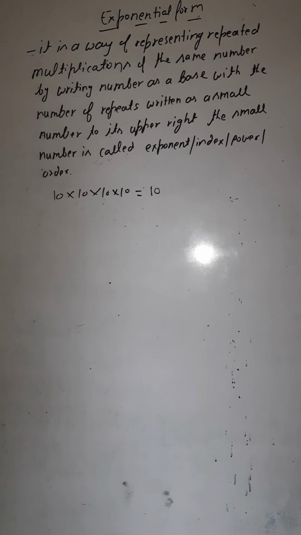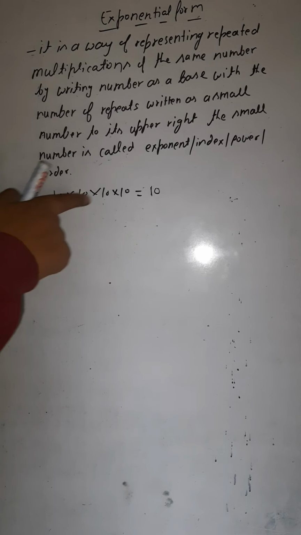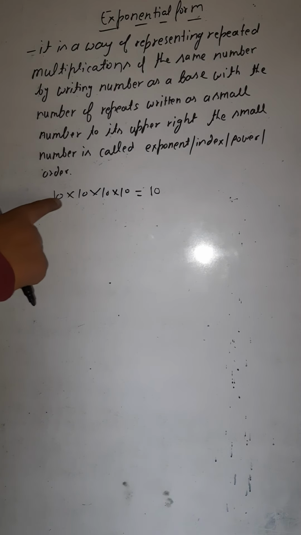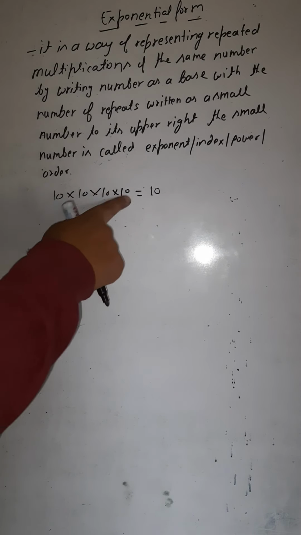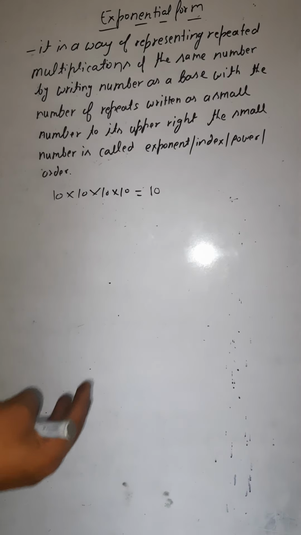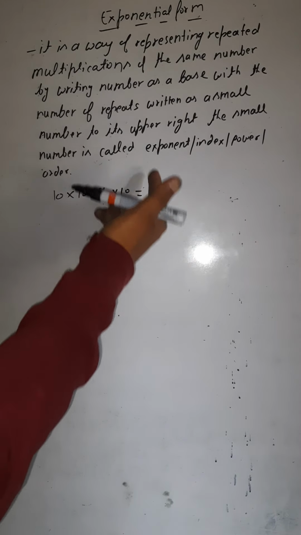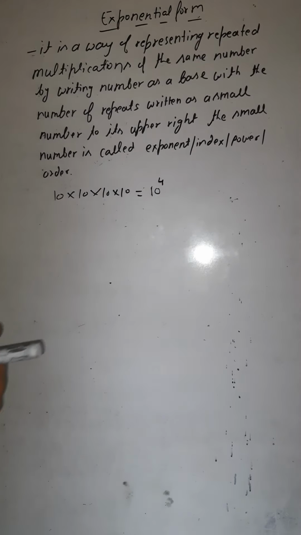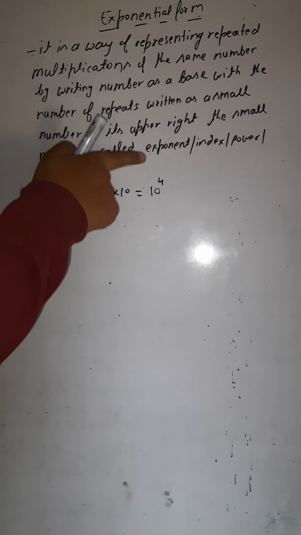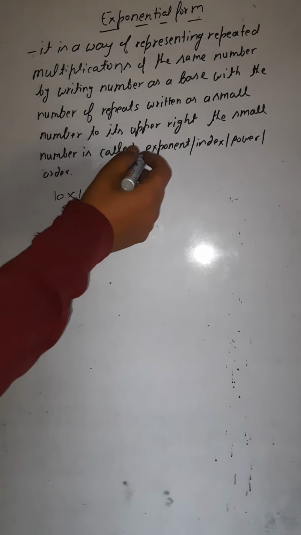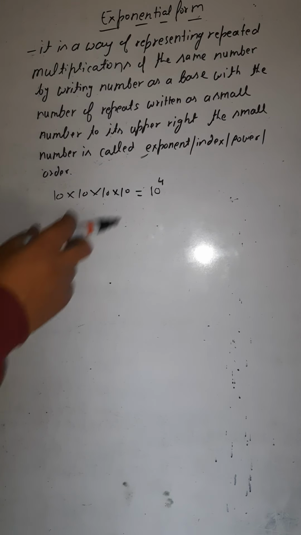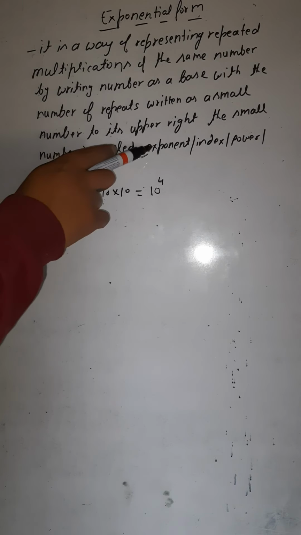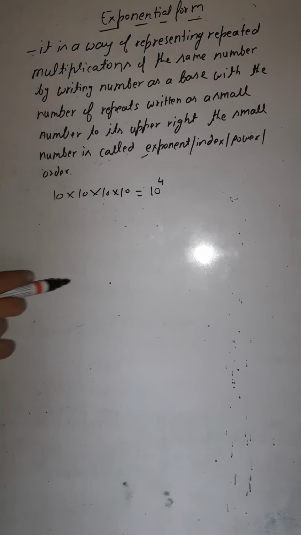How many times it is being repeated, you would write as a very small number to its upper right side. So how many times is the 10 being repeated? 1, 2, 3, 4. Four times. So you would write a very small 4 to its upper right. This 4 is called the exponent, or you can say index, power, or order, whatever you want to call it.